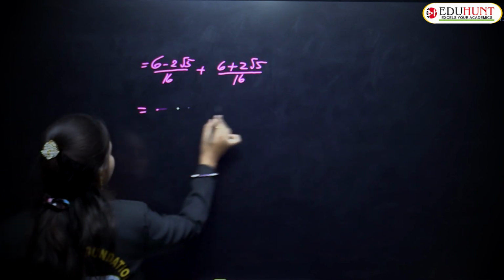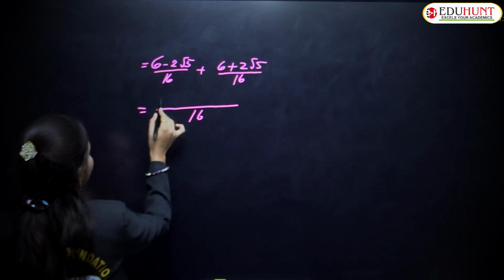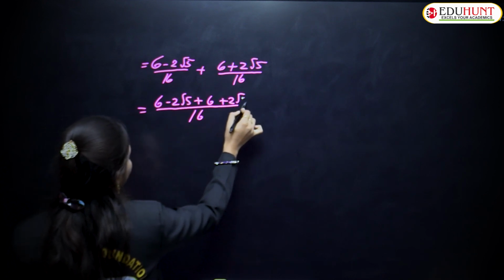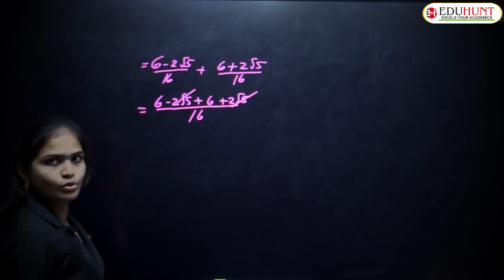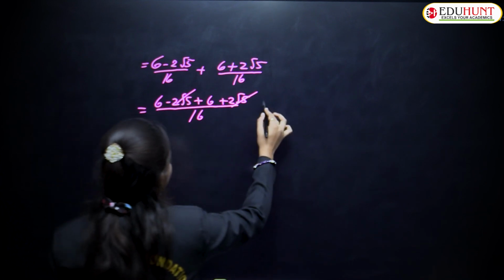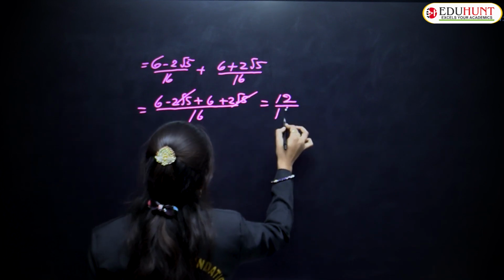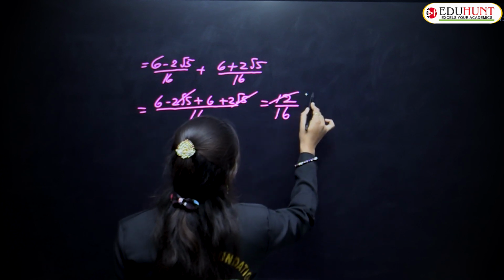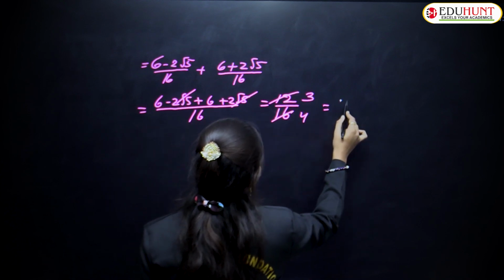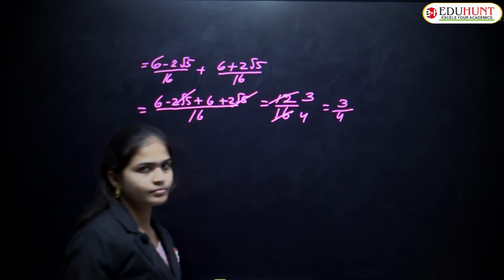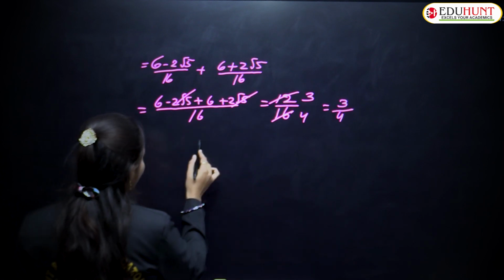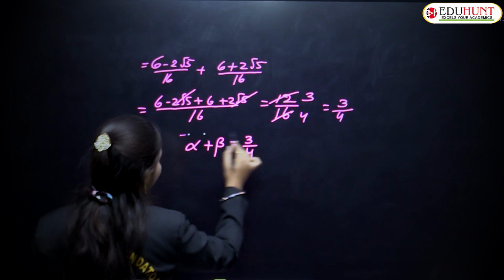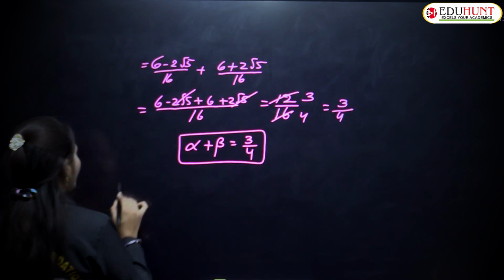Okay, so the LCM is 16, and 6 minus 2 root 5 plus 6 plus 2 root 5: minus 2 root 5 and plus 2 root 5 get cancelled, and 6 plus 6 is 12, 12 by 16. Here 4 threes are 12 and 4 fours are 16, which equals 3 by 4. So 3 by 4 is the value of alpha plus beta. Sum of the roots is 3 by 4. Okay, now the product of the roots.